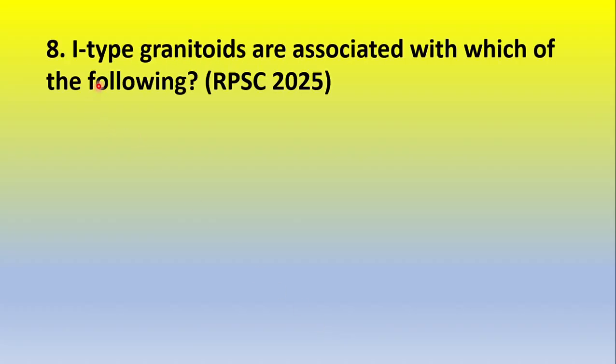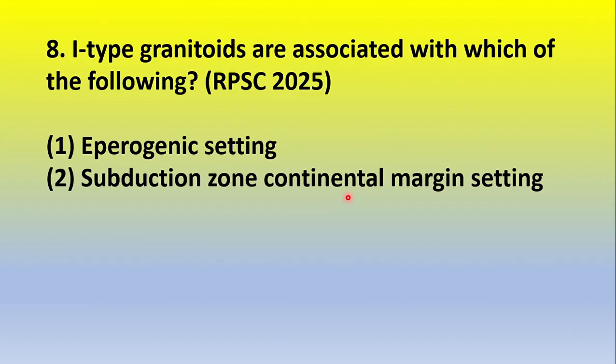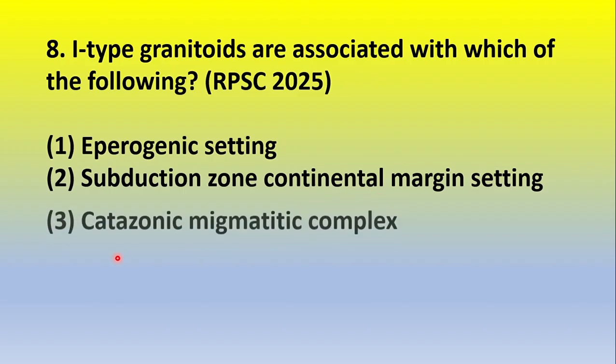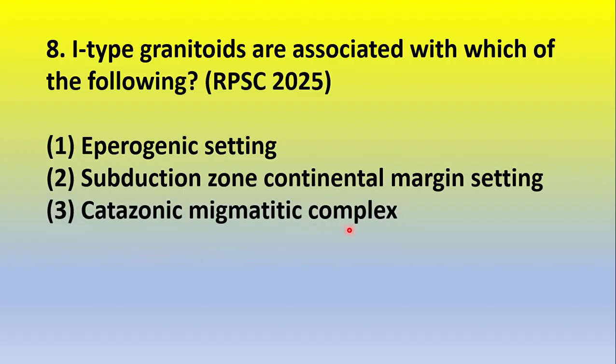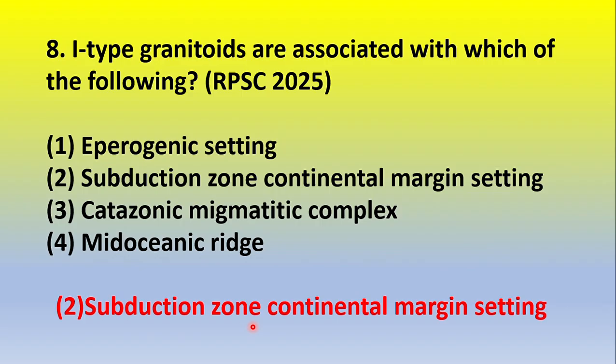Okay, then next question: I-type granitoids are associated with which of the following? Option A, an anorogenic setting. Option 2, subduction zone continental margin setting. Option 3, cratonic migmatite complex. Option 4, mid-oceanic ridge. So which one is the correct answer of this question? The correct answer is the subduction zone continental margin setting.